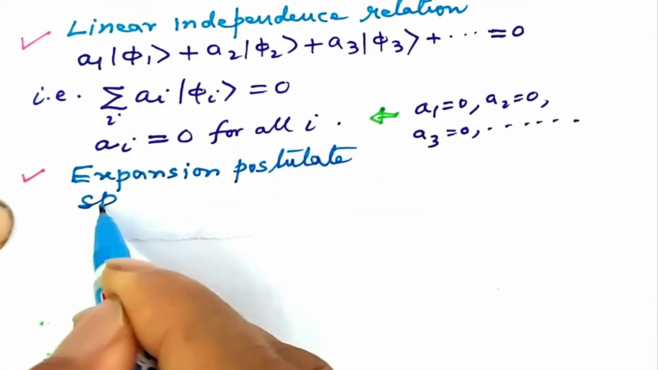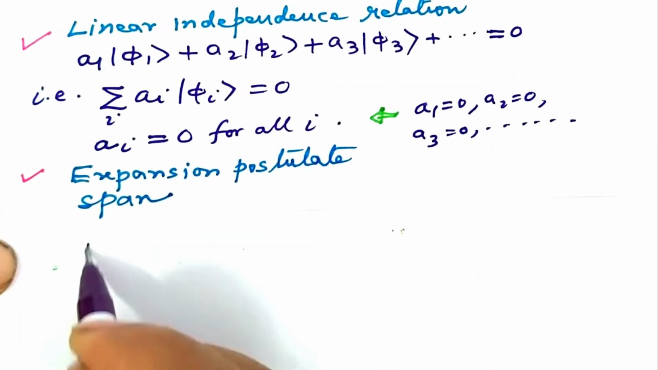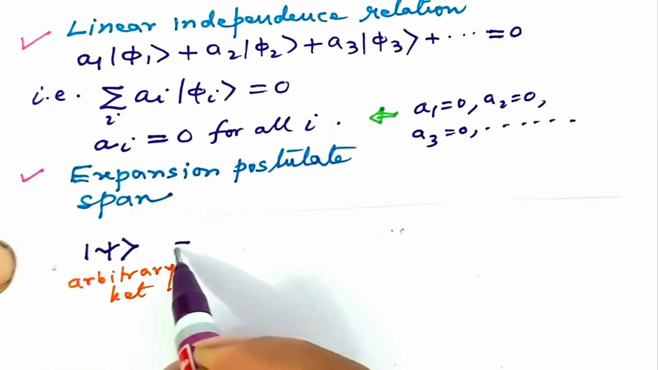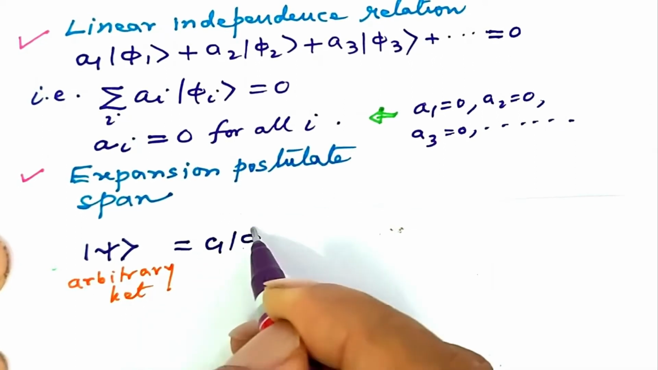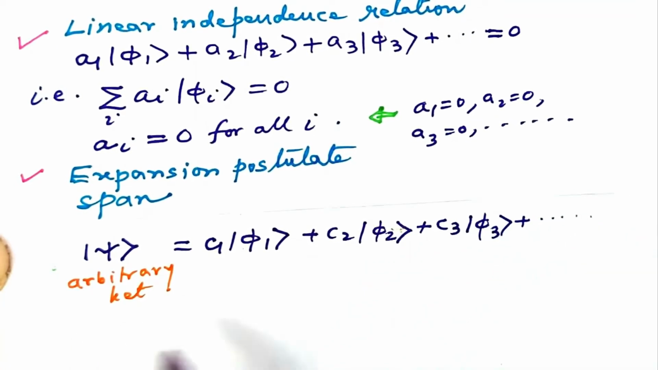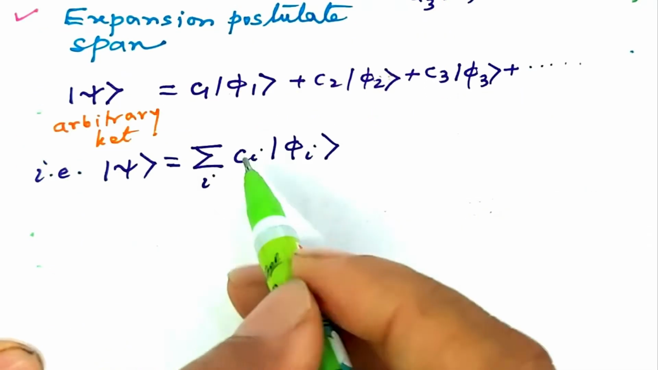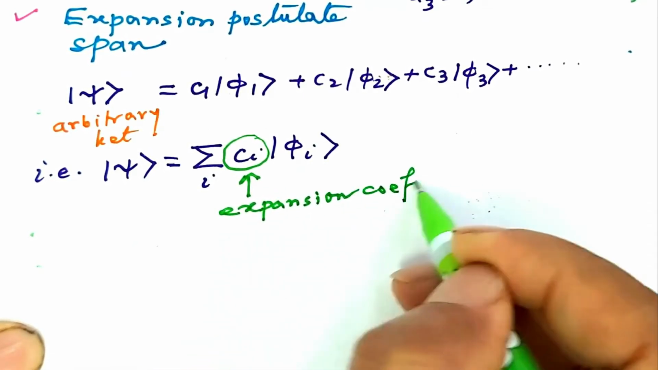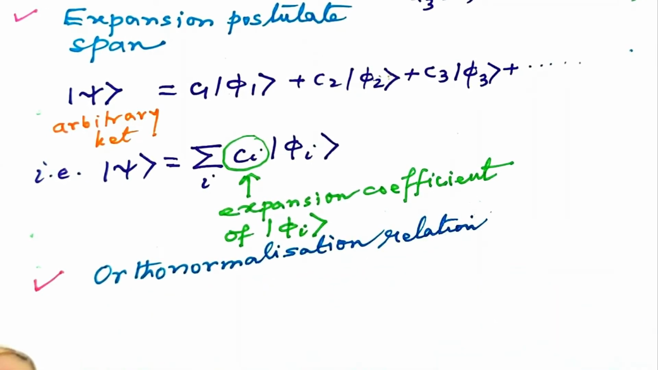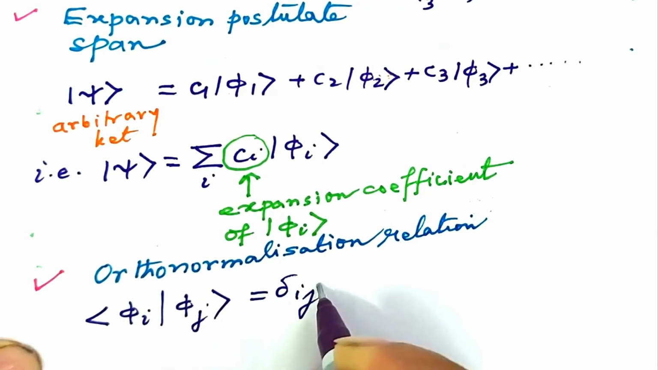Expansion postulate, or span, or the principle of linear superposition, is expressed by expanding a ket, say ket psi, which is an arbitrary ket, as a linear combination of the basis kets. That is, it is equal to c1 ket phi 1 plus c2 ket phi 2 plus c3 ket phi 3 plus etc. In other words, ket psi equal to summation over i ci ket phi i, where ci is the expansion coefficient for the basis ket phi i. The orthonormalization relation is written through the inner product bra phi i ket phi j equal to Kronecker delta ij.